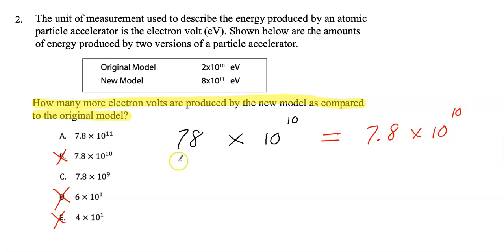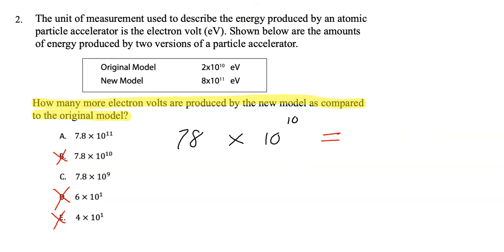And you should see that there's no way these two are the same. This says I have 78 times 10 to the 10th. This says I have 7.8 times 10 to the 10th. Since these pieces are identical to 10 to the 10th, that implies that these two have to be identical as well for the whole things to be equal. So B's gone.